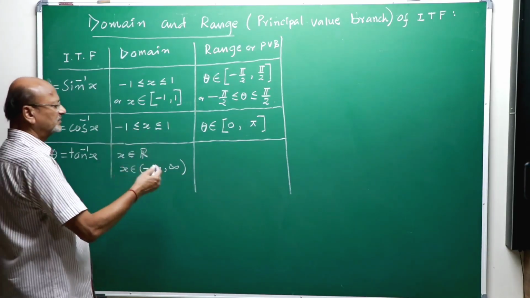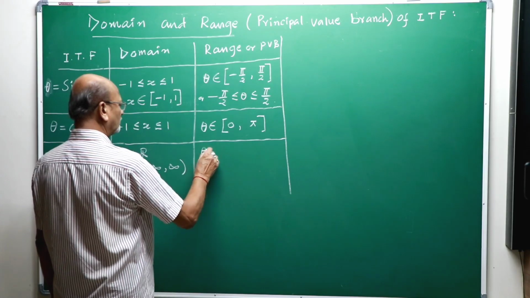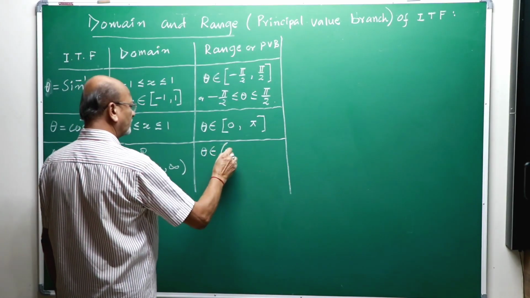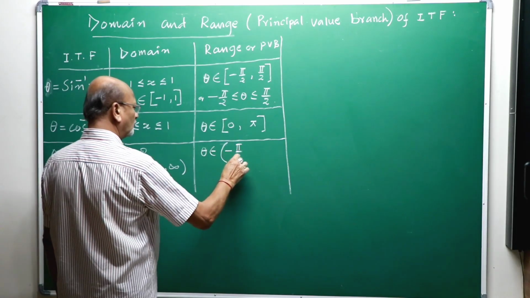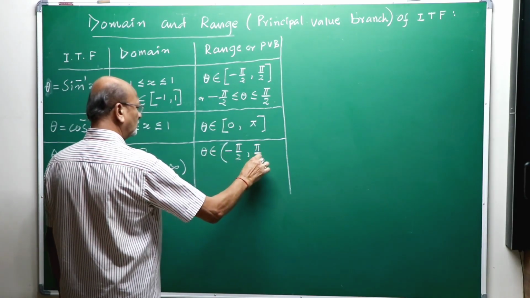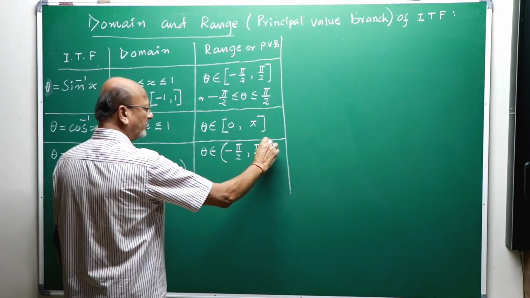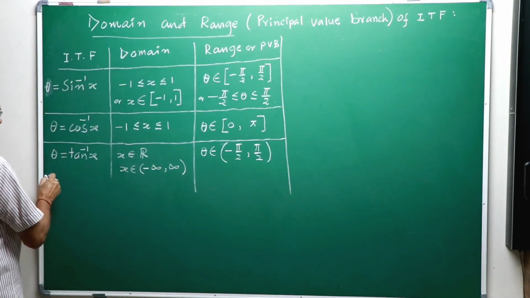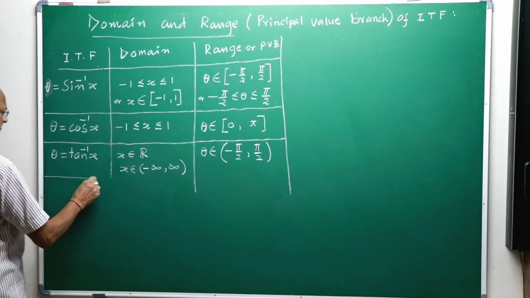Then the range is theta belongs to an open interval, minus pi by 2 to plus pi by 2. Open interval minus pi by 2 to plus pi by 2. My friends, this is for tan inverse x.